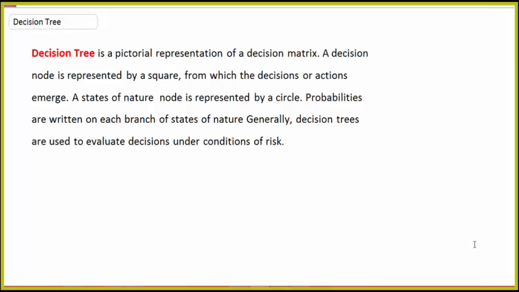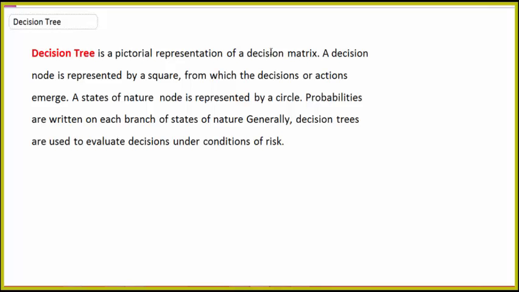Hello students, now we are going to learn one more important method in decision theory, that is the decision tree method. First we will see what a decision tree is. A decision tree is a pictorial representation of a decision matrix.